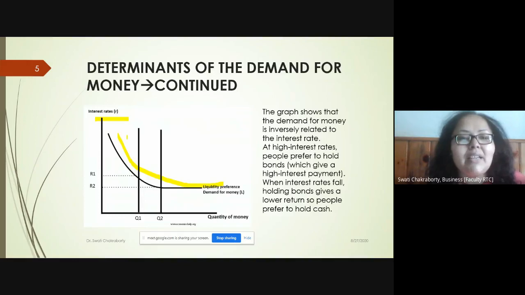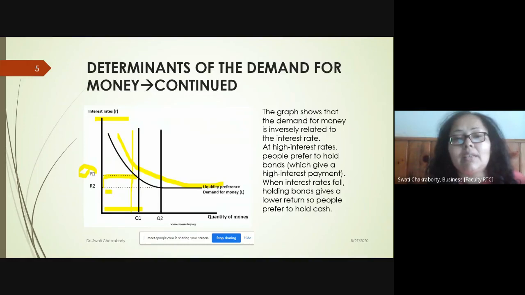If you see this diagram, initially the rate of interest is R1 and this is the initial money supply curve. The intersection of the demand curve and the money supply curve is here, which tells you OQ1 is the total amount of money which is held. And now suppose the rate of interest decreases, and the money supply is the same, at the same level.